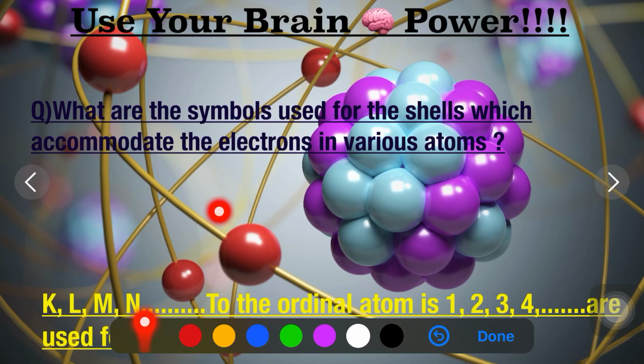Which is the outermost shell of the hydrogen atom? Hydrogen has atomic number 1, so only 1 electron will be present in the first shell, that is K shell. So K is the outermost shell of the hydrogen atom.